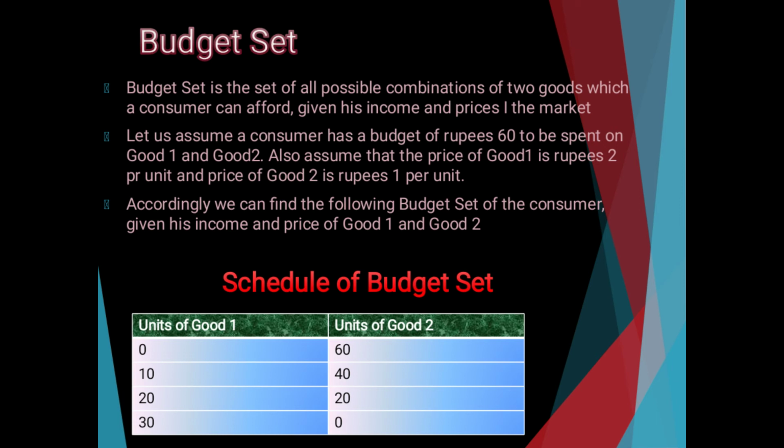Accordingly, we can find the following budget set of the consumer given his income and the prices of good X and good Y, or you can say good 1 and good 2, because here we take a combination of goods. So, the schedule of the budget set: units of good 1 are 0, 10, 20 and 30, and units of good 2 are 60, 40, 20 and 0.